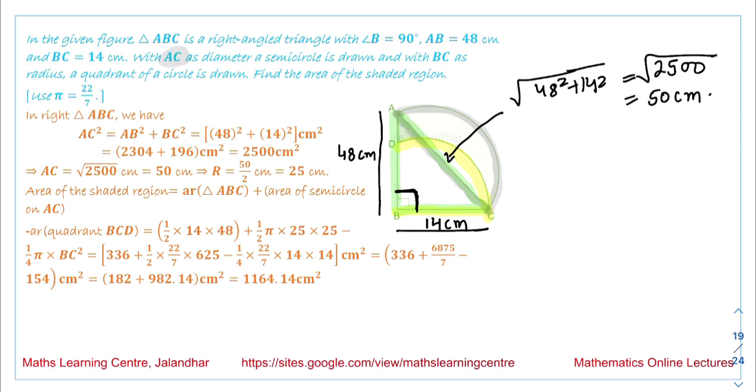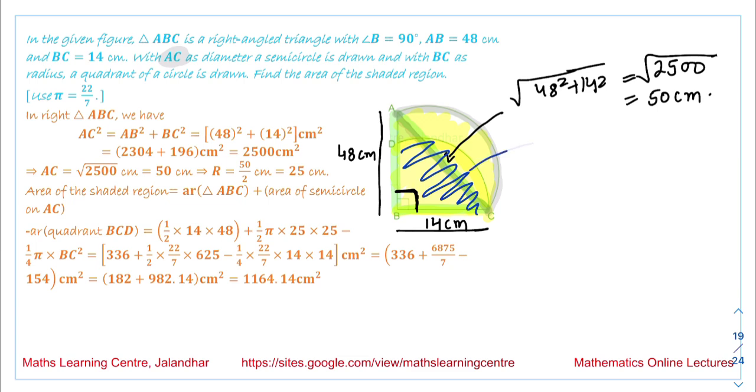We have to find the area of the shaded portion. So it means we have to calculate this larger area, this complete area, and we have to subtract from it this portion. We have to subtract from it this portion, that is this quadrant.